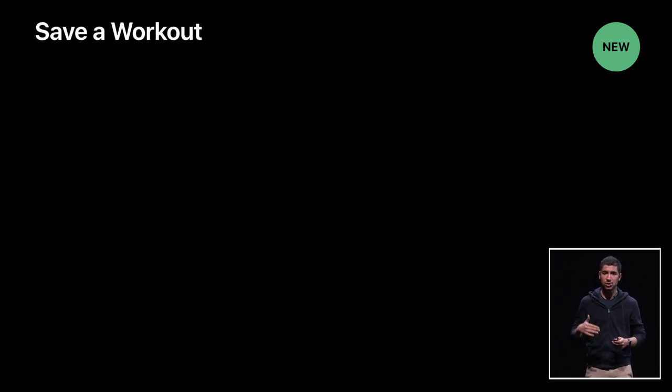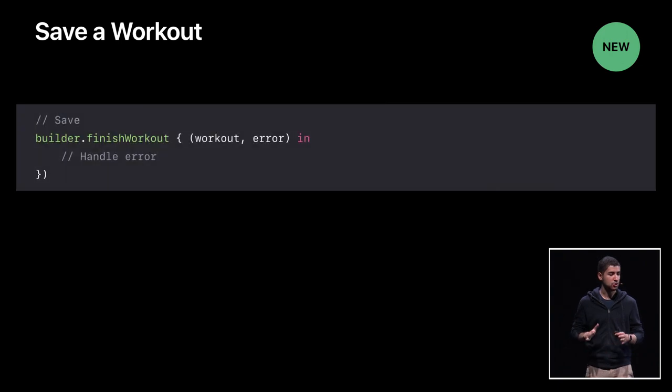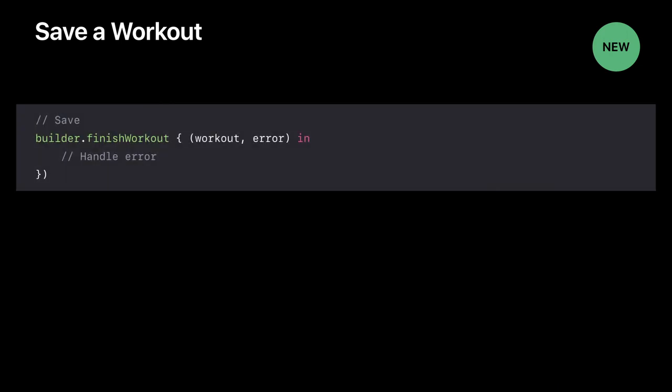And then, if you want to save the workout in HealthKit, you just call builder.finishWorkout, and you will get back a workout object in the completion handler that's already saved in HealthKit with all of its associated data. So that's how you now build a workout app using the new API. And now, I'd like to show you how this all works in a demo where we will be building a workout app for Apple Watch.